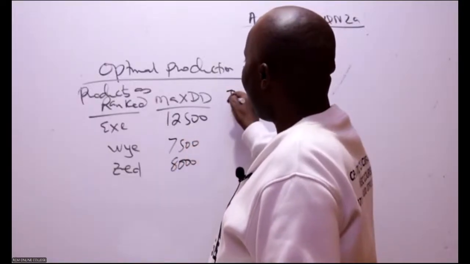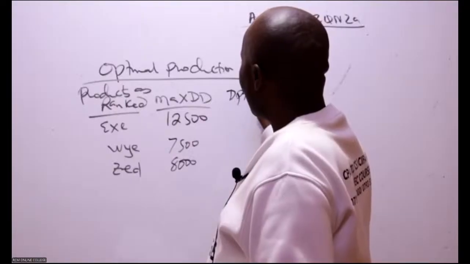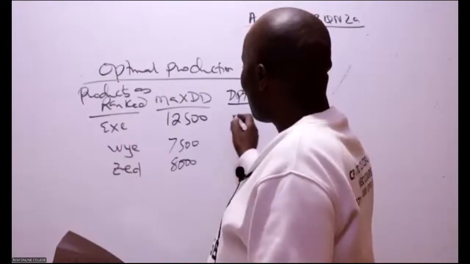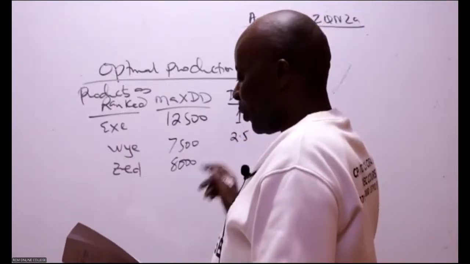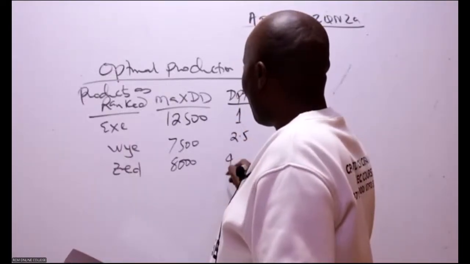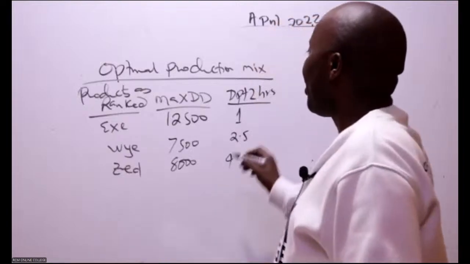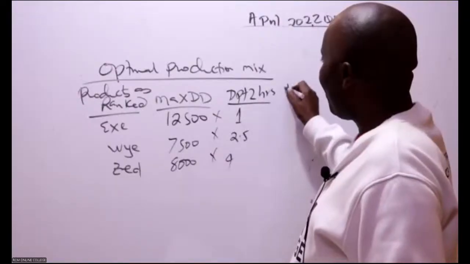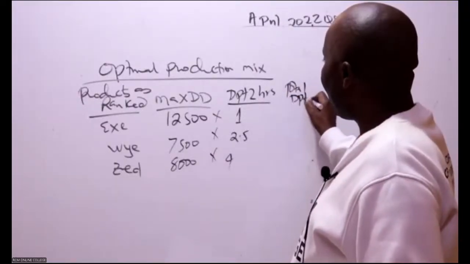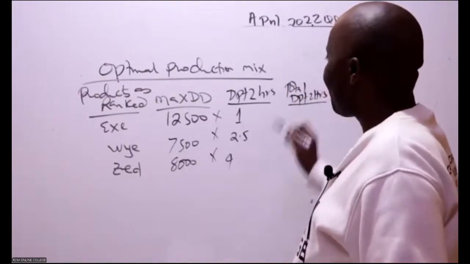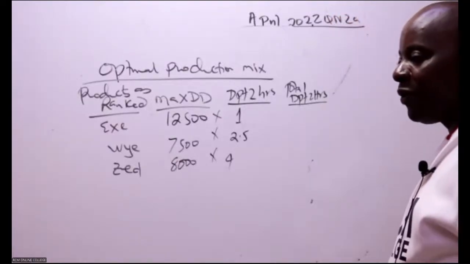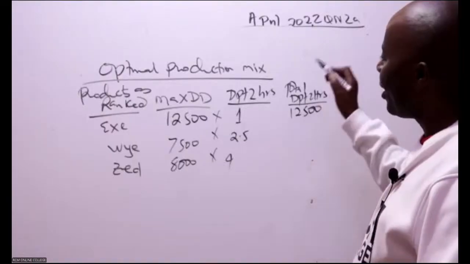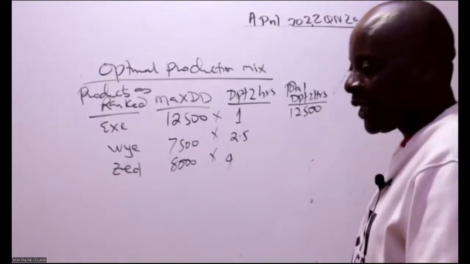Then remember, it's Department 2 hours. They're following each other very well. So we have 1, 2.5, and 4. Remember these are per unit. Go ahead and multiply them to give us total Department 2 hours. Very easy. So 12,500 times 1 is 12,500. 7,500 times 2.5, that I can't get.